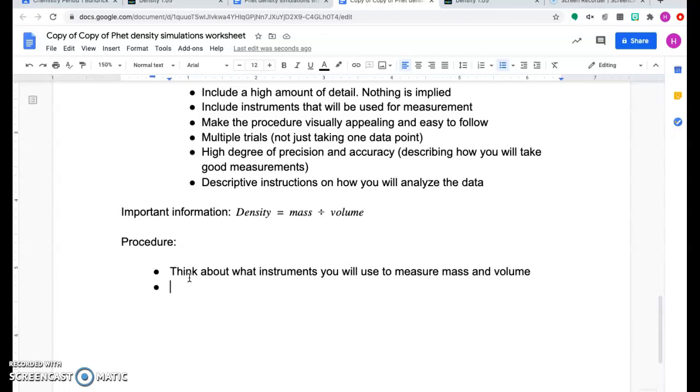Okay, the other thing that you want to think about is how you are going to be organizing your information. Okay, are you going to be putting it into a data table? Are you going to be using some other method? How are you going to record measurements? And also, what units are you going to use? So think about for mass and volume, what are the units going to be? For density, what are the units going to be?